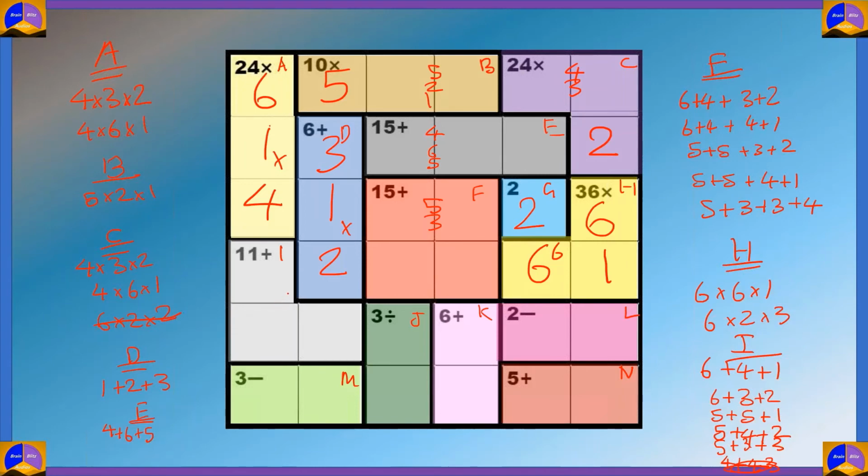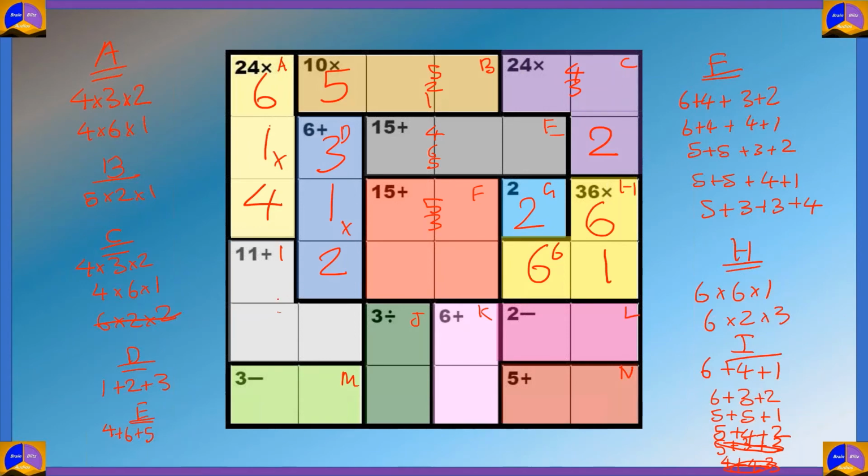Now, suppose we use the option 5 plus 3 plus 3. This can't be used because there is a repeat of 3 in this column. So we can eliminate that option. Now, if 5 and 3 can't come together, then 2 and 3 or 2 and 5 must come together.